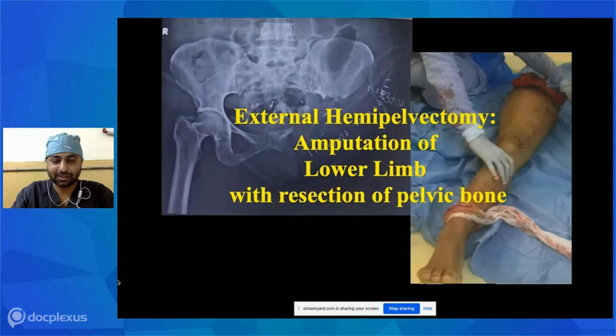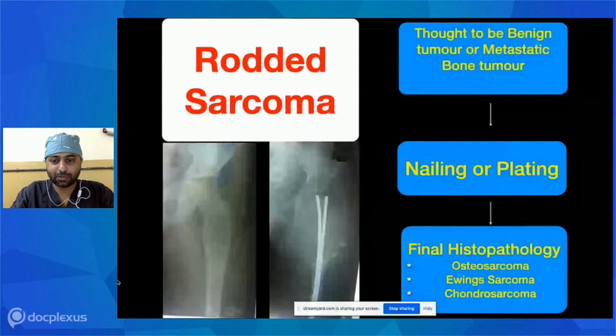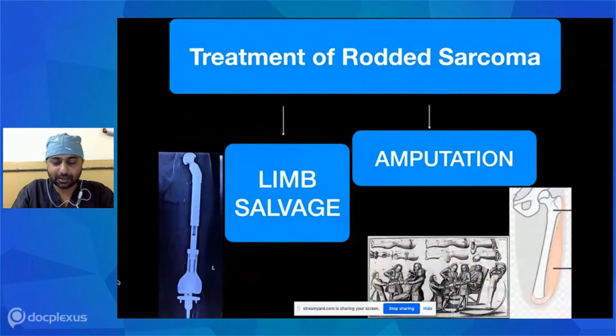So can we prevent these types of hazards in our treatment? Yes, they are preventable if we plan the treatment very well and execute it nicely. So this is the term rodded sarcoma, a tumor which is thought to be benign or metastatic. Nail or plate was put, and the final histopath is osteosarcoma, Ewing sarcoma, or chondrosarcoma. Another term is OOPS surgery. So the surgeon says oops, what we had done for this patient, and it was a sarcoma. So can we prevent it? Yes, we can prevent it. And again, the surgery is limb salvage or amputation.